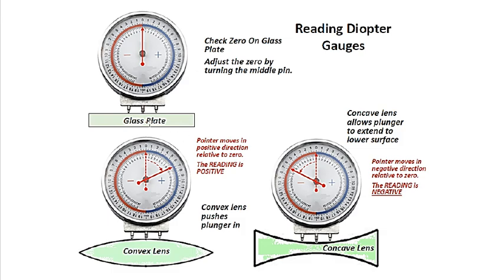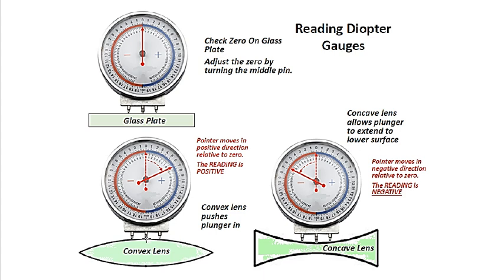Here is your flat glass plate surface, and you can see how we zero this. Your zero is on a flat glass plate. We adjust the zero by turning the middle pin, and then we swap it, the same thing as with other gauges. You swap it from the glass plate to the convex lens, and it goes that way. The pointer moves in the positive direction relative to that 0, and the reading is positive for the convex lens.